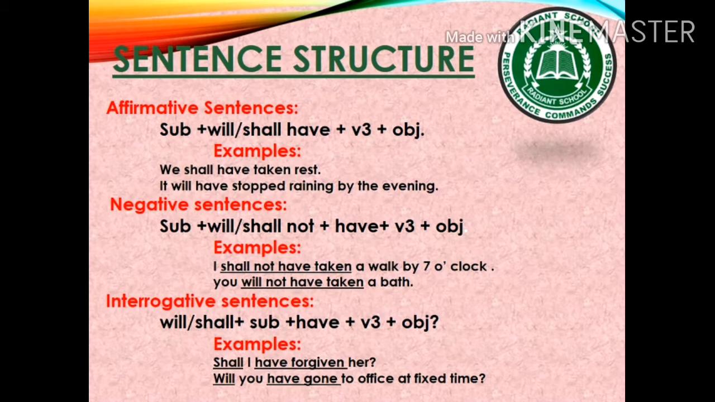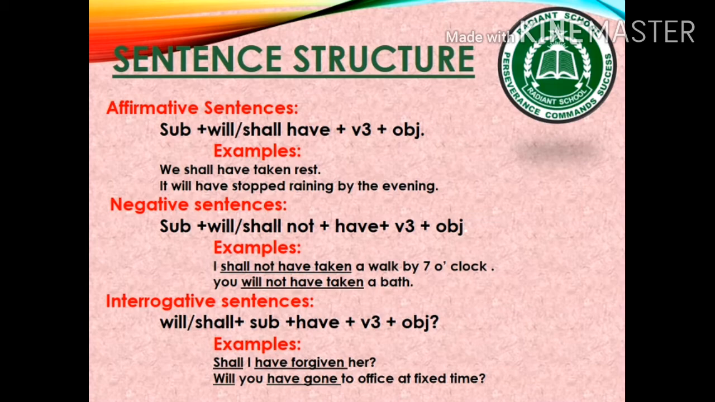For the interrogative case, we have to write will or shall at the start of the sentence. Then comes the subject. Then we have to write have with the third form of verb, and there is a question mark at the end of the sentence. For example, shall I have forgiven her? Will you have gone to office at fixed time? Have you got it? Should we move further?